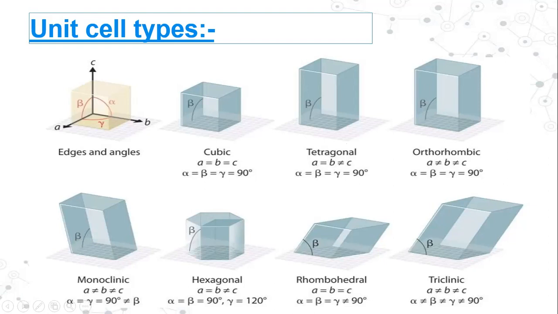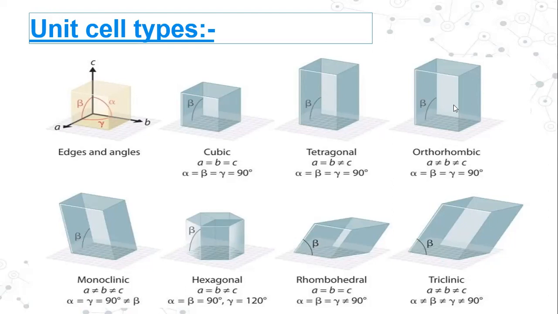So A is equal to B. That is, this length is equal to this length, but it is not equal to C. C means this length. So C is greater than A and B, that is, A and B are not equal to C. But coming to the angles, they are all equal to 90 degrees. So alpha is equal to beta is equal to gamma is equal to 90 degrees.